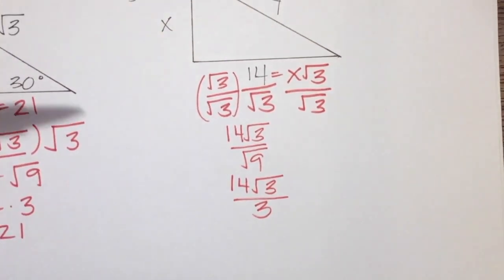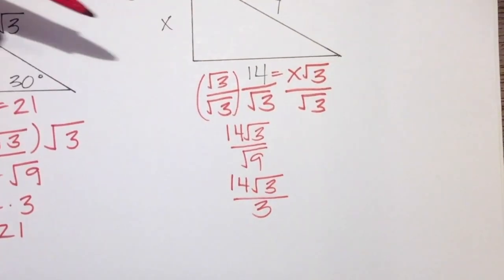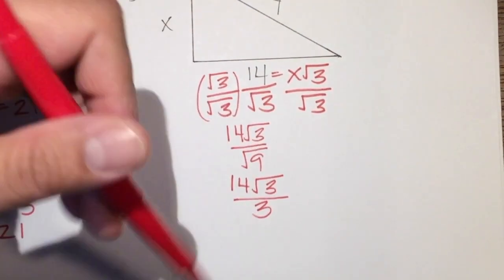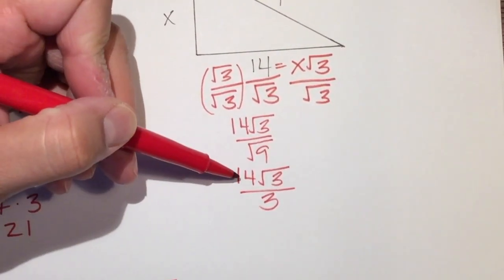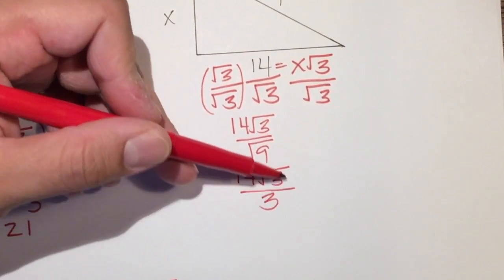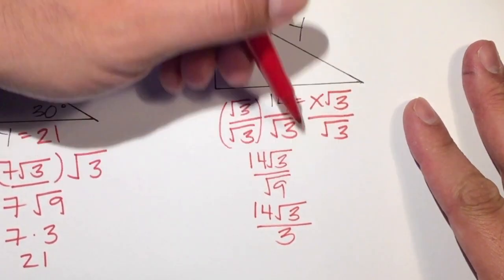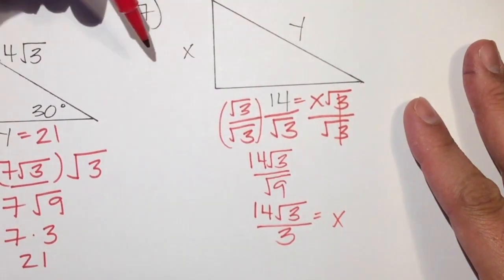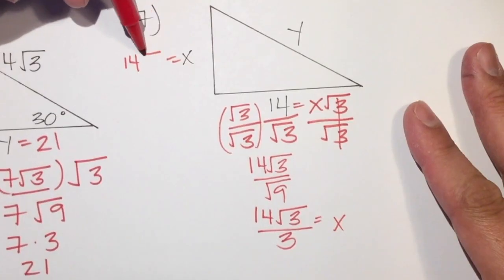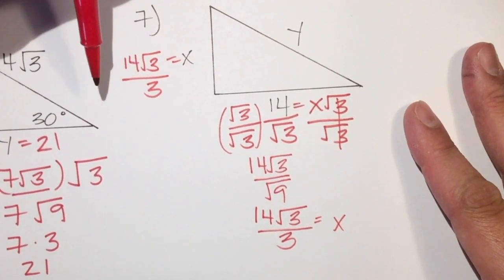Okay, anyways, these problems. 3 doesn't go into 14. You could get a decimal, but we could just leave it like that. Okay, it's a nice looking fraction. It's a good looking fraction. So these cancel out. So we know that's x. So x is equal to 14 radical 3 divided by 3.